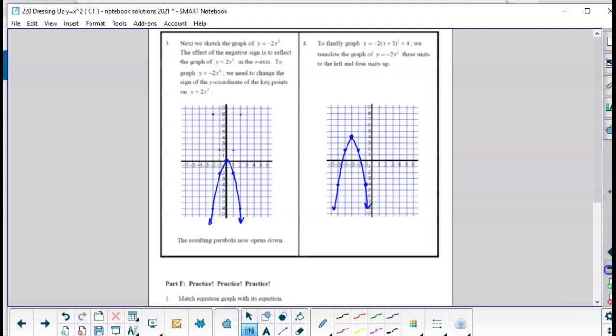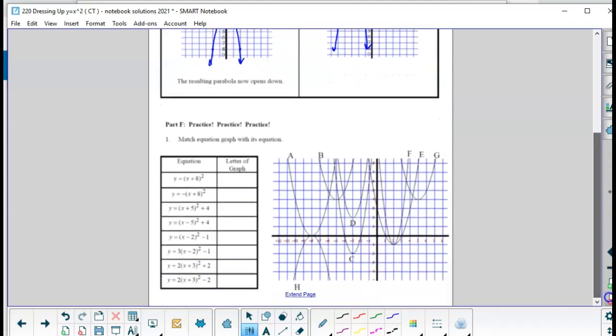Okay, so that took 4 different graphs. We don't want to have to do that all the time. Okay, so we're going to start practicing, and I'll show you a few little hints. Okay, so this one we're just identifying graphs, so that's a little bit easier.